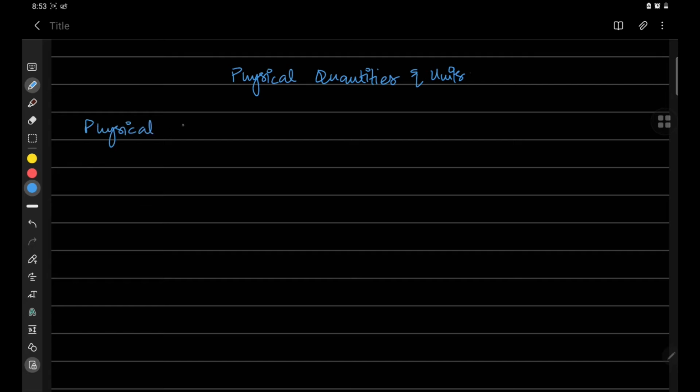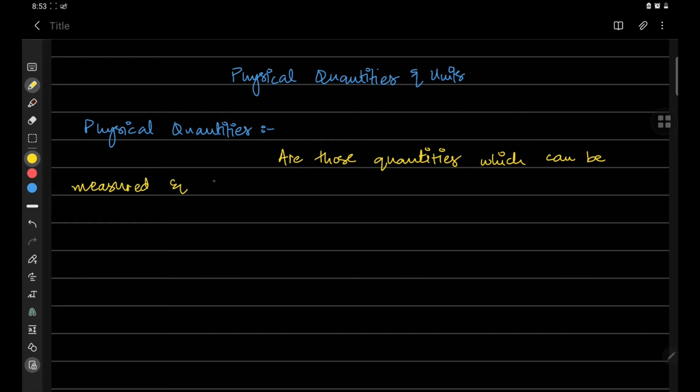Alright, so before we get into the chapter, we need to know what physical quantities are. Alright, so physical quantities are those quantities which can be measured and calculated.